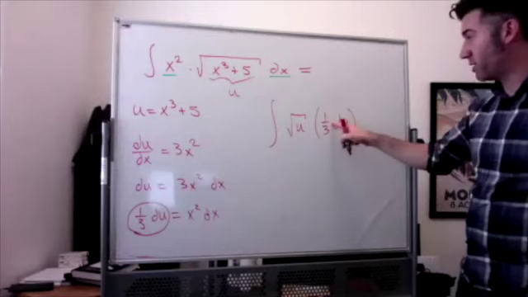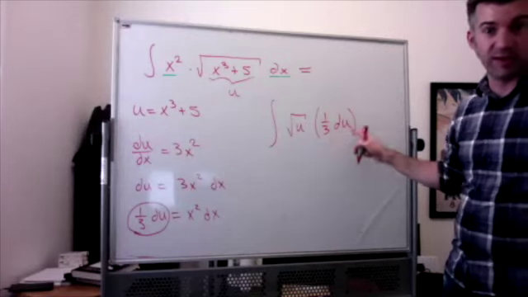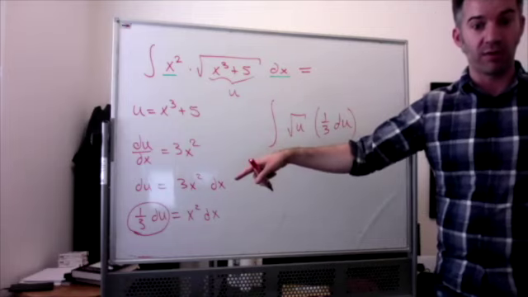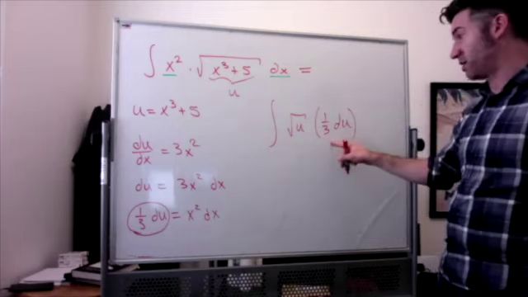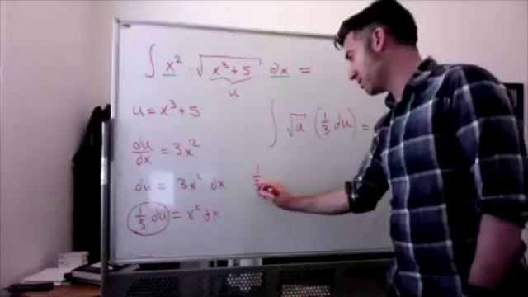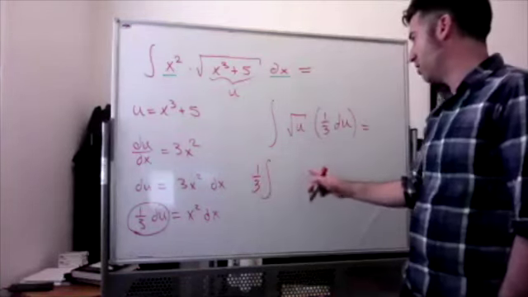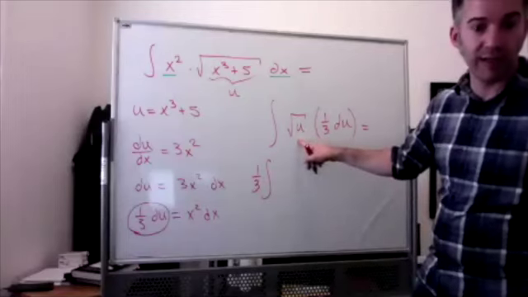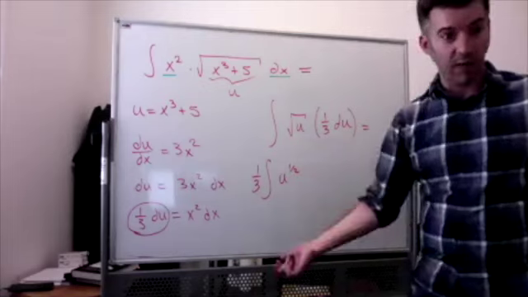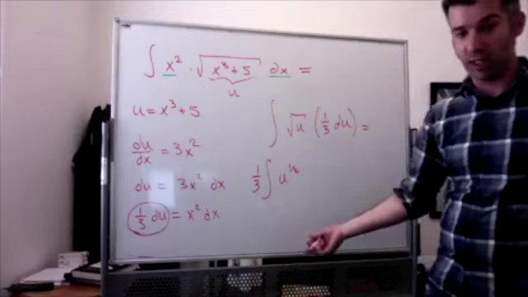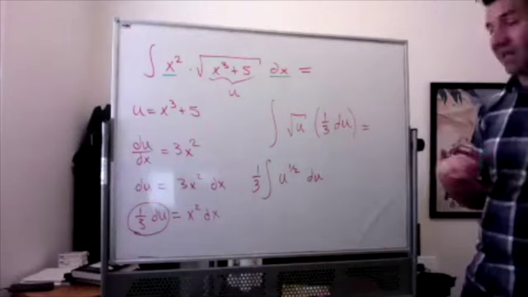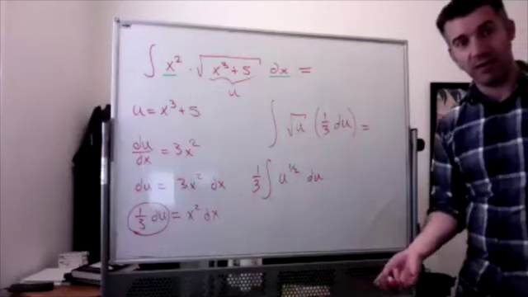The 1/3 that's multiplying the du, or whatever is multiplying the du, we almost always, without fail, put out in front of the integral. So if you have the integral of a constant times some other stuff, we almost always rewrite it as the constant times the integral of the square root of u, which we're going to rewrite as u to the 1/2. You almost always want to write roots as powers, so you can more easily anti-differentiate them. And now we anti-differentiate using the anti-power rule.